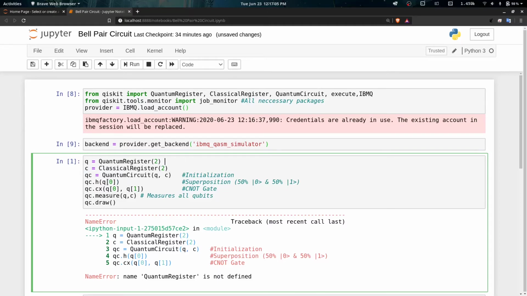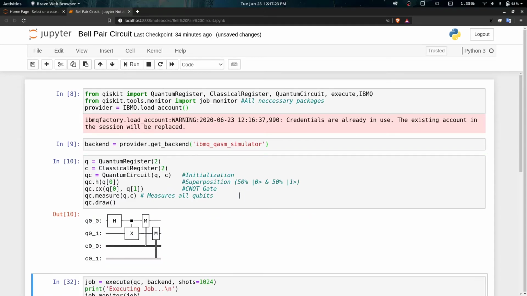Then I apply a Hadamard gate on the first qubit in order to get it to superposition. We already know how to get it to superposition, and then I apply a control NOT gate, such that the first qubit acts as a control bit, and the second qubit acts as a target bit, and then I just measure it. And let me show you what the circuit looks like. Yeah, that's exactly the circuit which I showed in the previous slides and the previous part of the video.